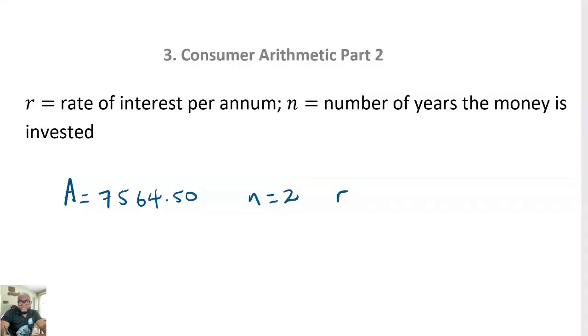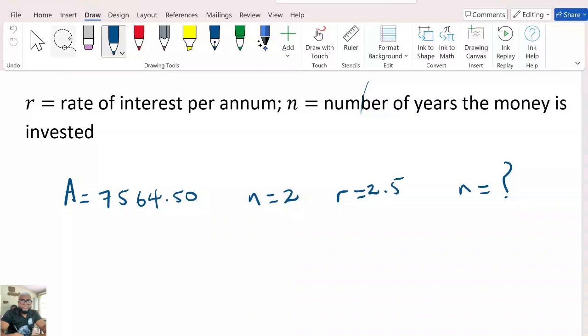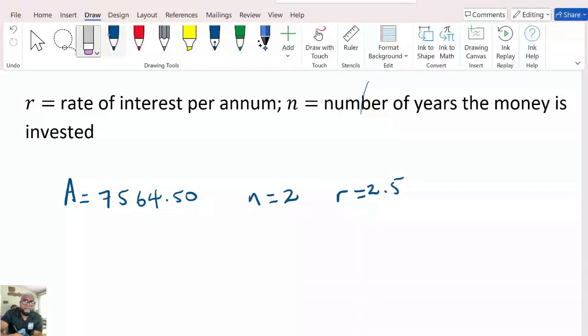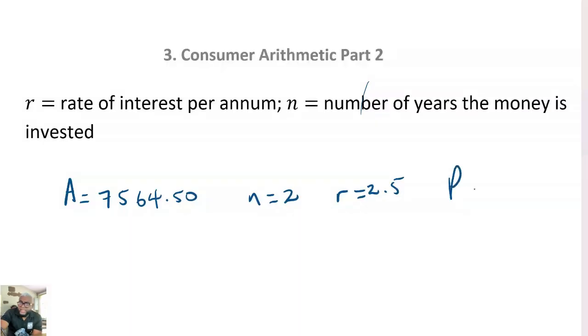Do we have the rate? Yes, 2.5. So what we're really missing is not the time, but the principal. P is what is missing.